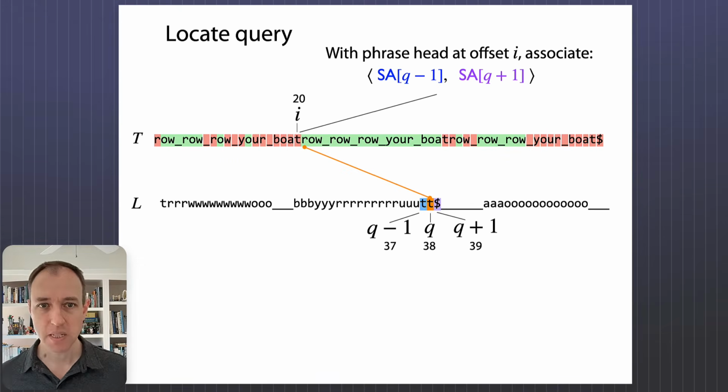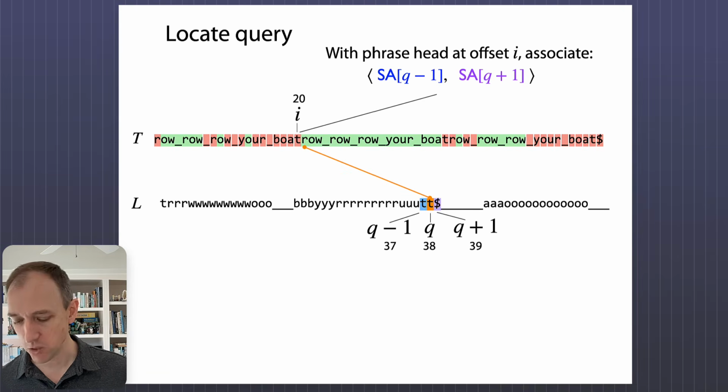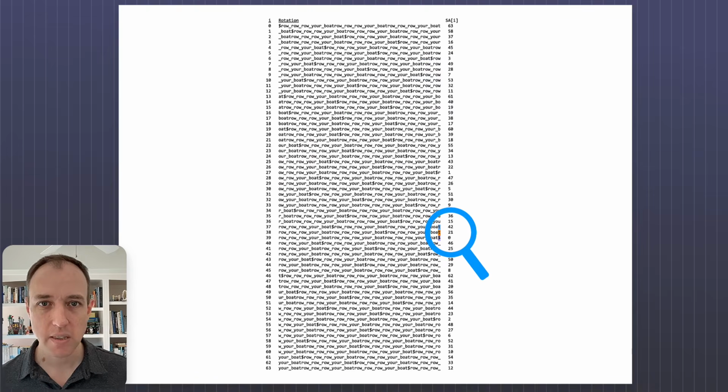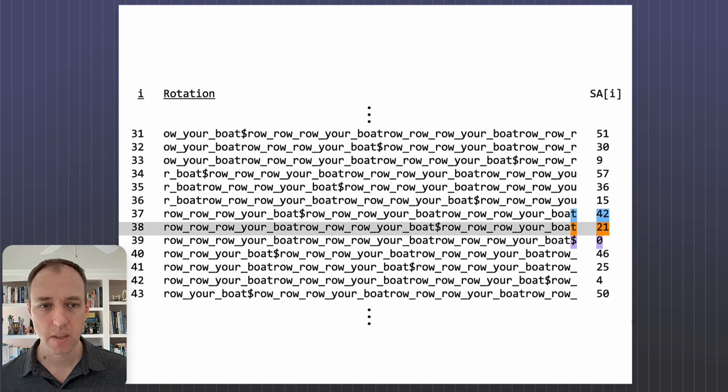Okay, so in this example, what would we store? Well, we have to go look for what's the suffix array entry at Q minus 1, in other words offset 37 into the suffix array, and what's the suffix array entry at offset 39? It's hard to see that just by looking at this picture, so let's take a quick look at the Burrows-Wheeler matrix. It's still hard to see because the matrix is pretty big, so let's zoom in on the relevant rows. And here they are.